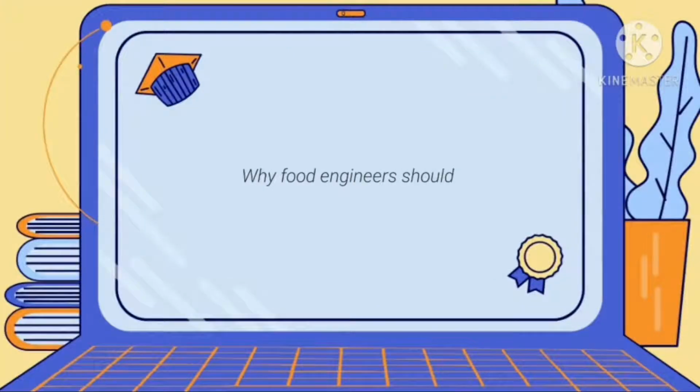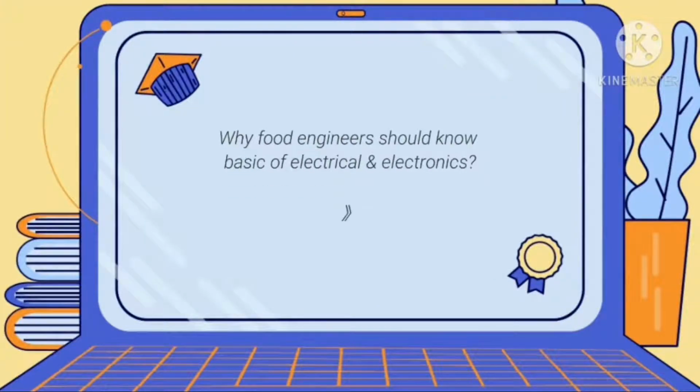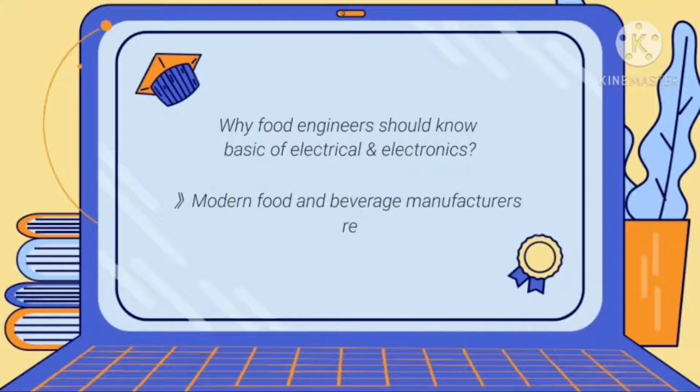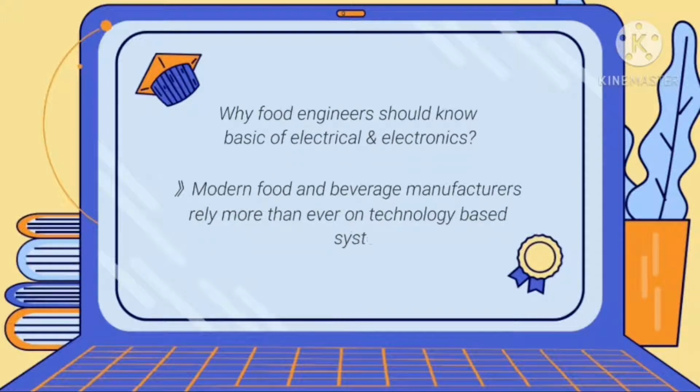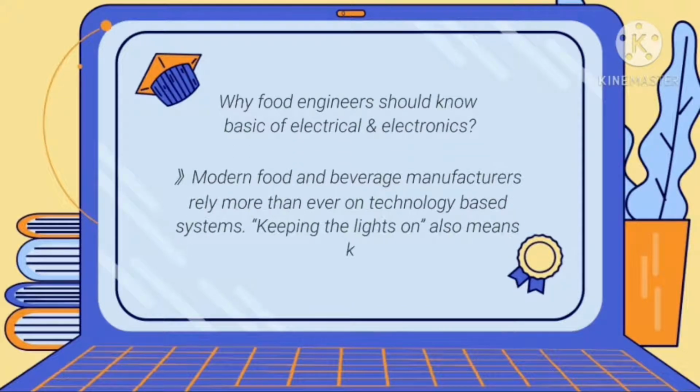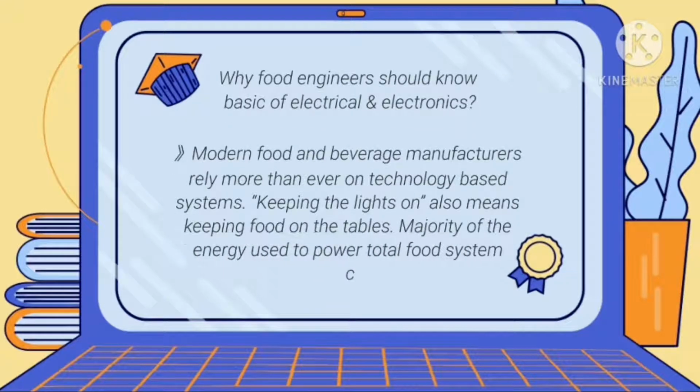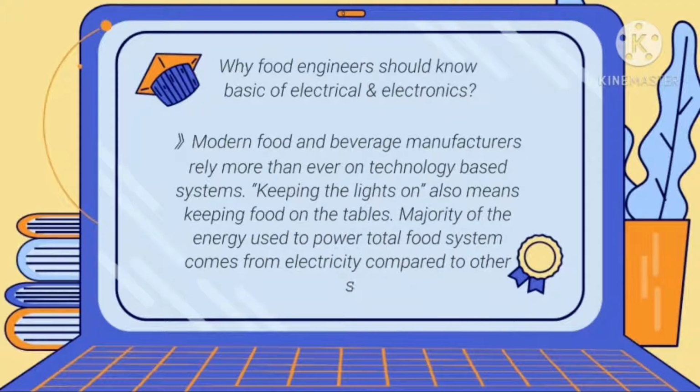Why food engineers should know the basics of electrical and electronics. Modern food and beverage manufacturers rely more than ever on technology-based systems. Keeping the lights on also means keeping food on the tables. The majority of the energy used to power the total food system comes from electricity compared to other sources like natural gas.